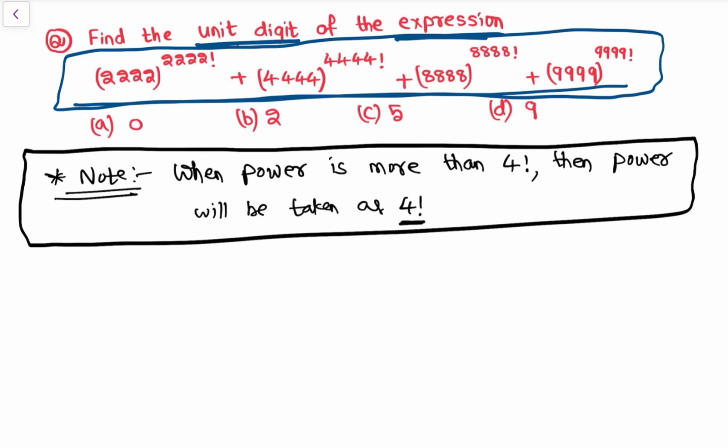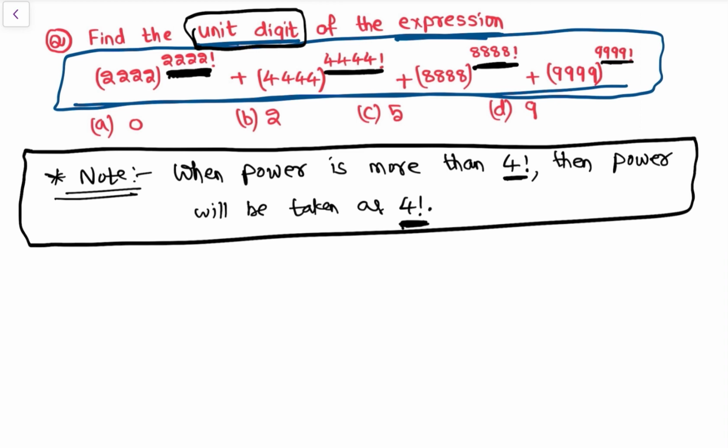as 4 factorial. So now see, power is more than 4 factorial, so the power is in factorials and it is more than 4 factorial because it is 2222 factorial, then we will simply take it as 4 factorial. Because we are dealing with unit digit and after 4 factorial we know its factorial will have 0 at the end. So that's why we will take it as 4 factorial. Similarly, it is also more than 4 factorial. Power is more than 4 factorial. Then we take power as 4 factorial. So here also more than. So here also we will take 4 factorial.